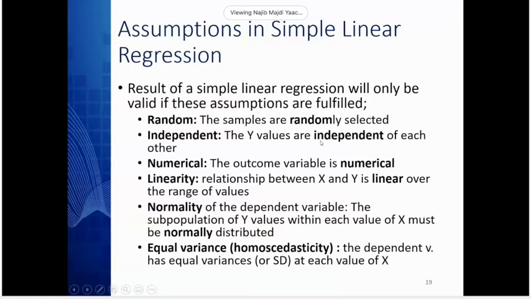y values are independent of each other, the outcome variable is numerical, the relationship between x and y is linear over the range of values. This one, normality of the dependent variable: the subpopulation of y values within each value of x must be normally distributed. And lastly, the dependent variable has equal variance at each value of x.